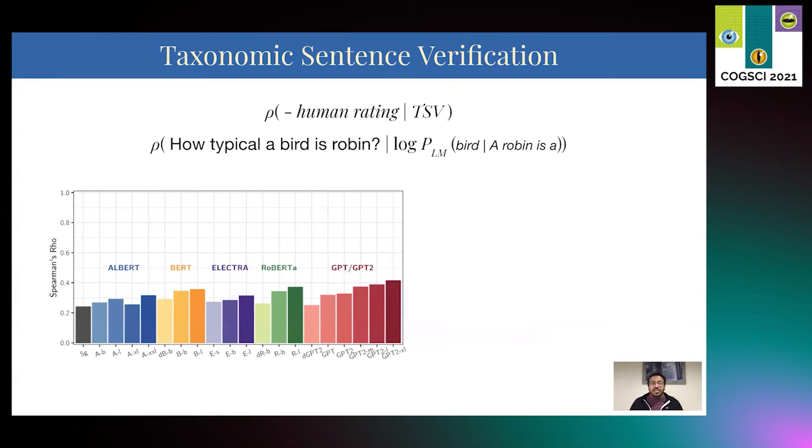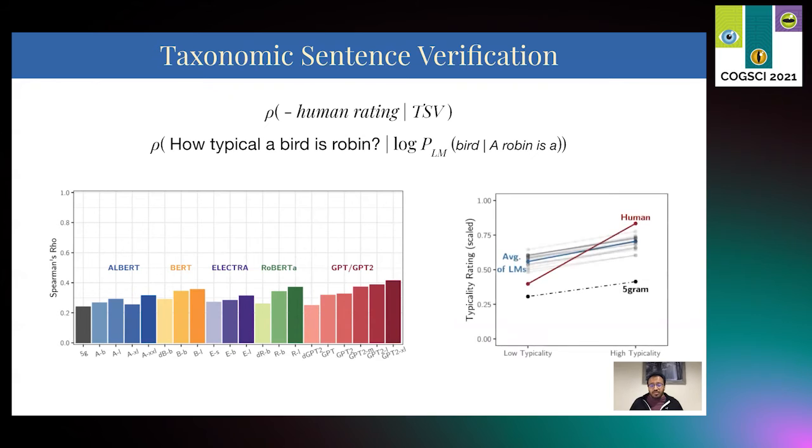We further divide the set of items into high and low typical categories using a median split on the original data conducted by Rosch, and find that language models qualitatively mimic humans in rating highly typical items with greater scores as opposed to low typical items. However, they are less extreme in this behavior as compared to humans.